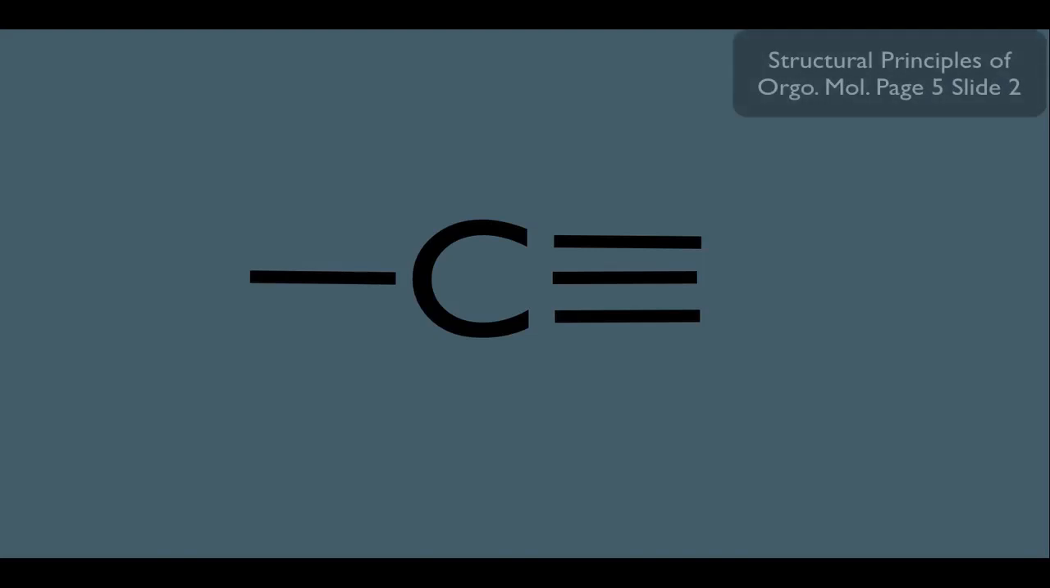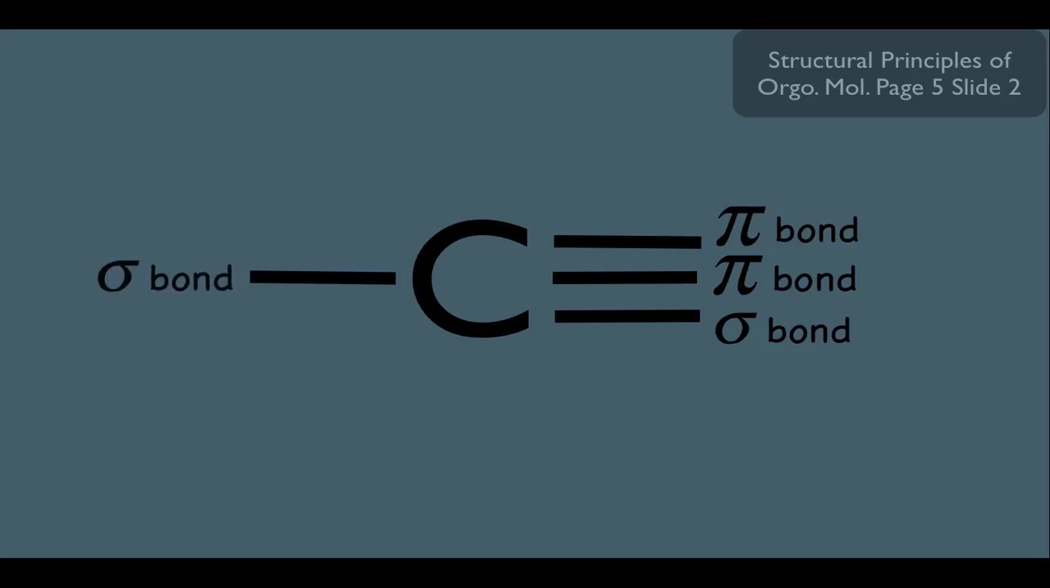In this online lecture, we're going to talk about how carbon could make triple bonds. In this particular layout, the bottom bond here would be the sigma bond. This would be a pi bond right here, and this would be another pi bond. And the bond on the left would be a sigma bond. So the question is, how does carbon make these bonds?